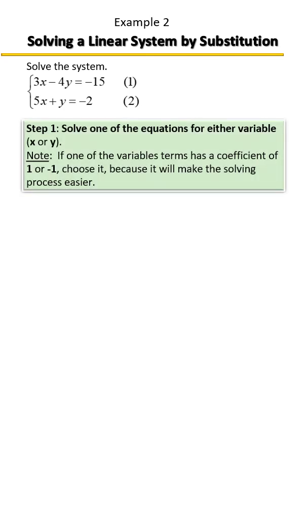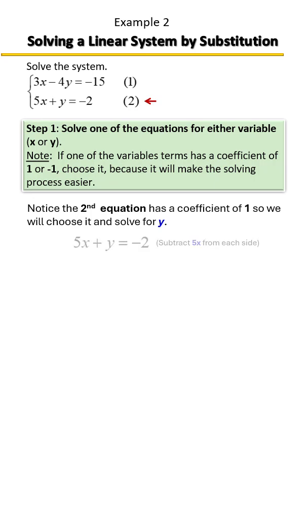Step 1 is to decide whether we're going to solve for x or solve for y. So let's look at our two equations. And we can see here that only y has a coefficient of 1, so it would be easiest for us to use the second equation and solve for y. So let's go ahead and proceed with that.